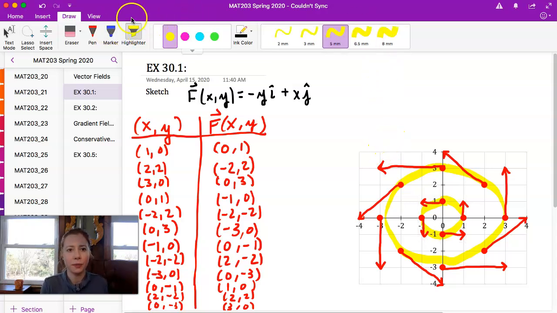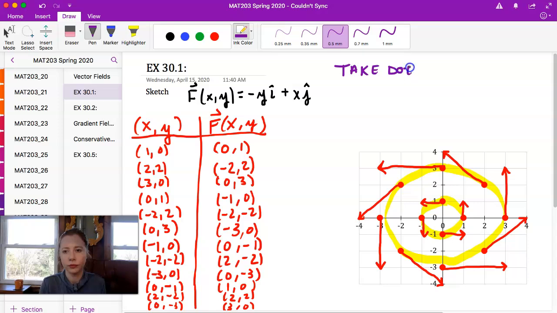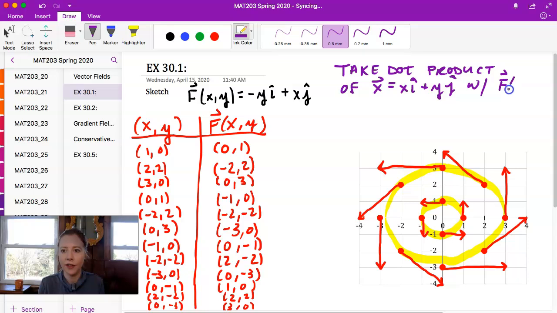So let's try something. Let us take the dot product of vector x, equals x i hat plus y j hat, with our vector field, f of x and y.